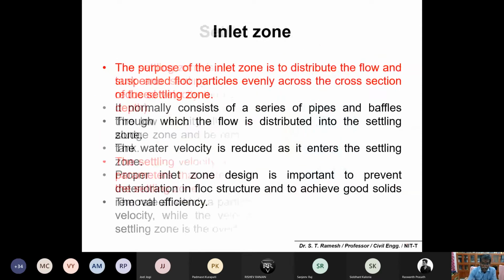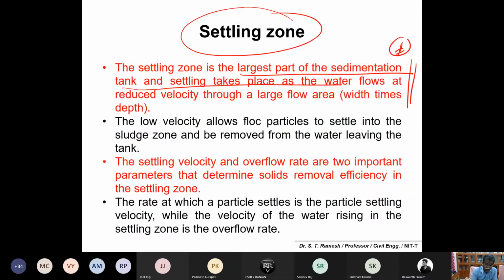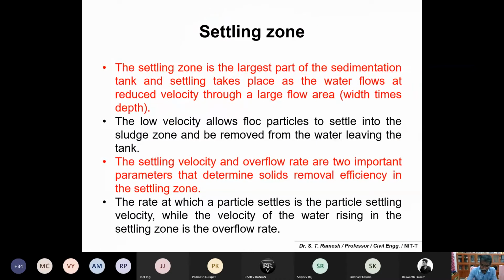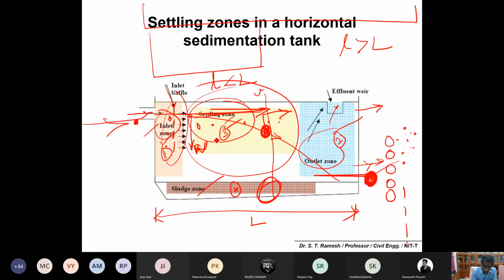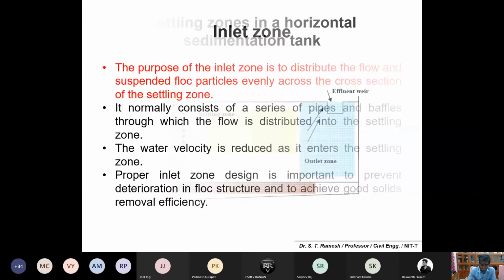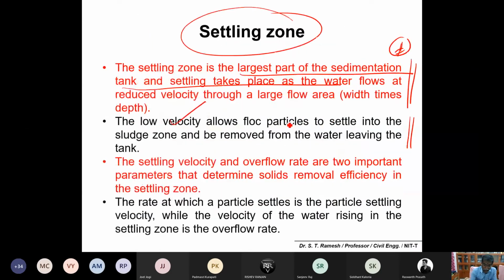And the lower velocity allows the floc particles to settle into a sludge zone and be removed from the water, leaving the tank. So once the solids come into the settling zone, because of gravity, obviously it has to come down to the sludge zone. And the water moving away from the sludge zone is free from floc particles or solids. So that's what is being explained in the second slide.